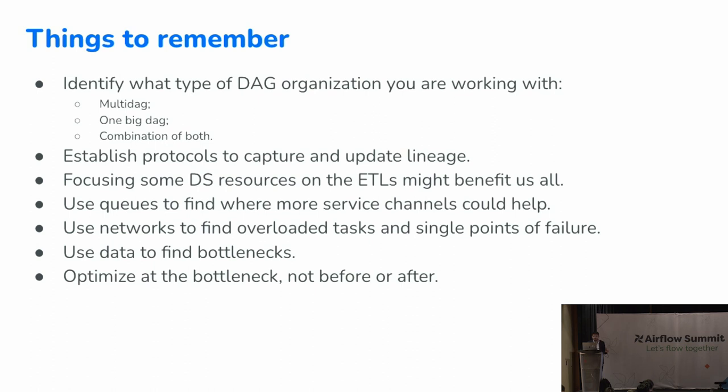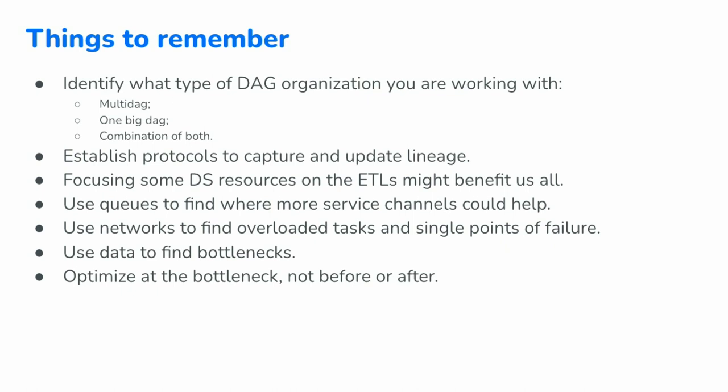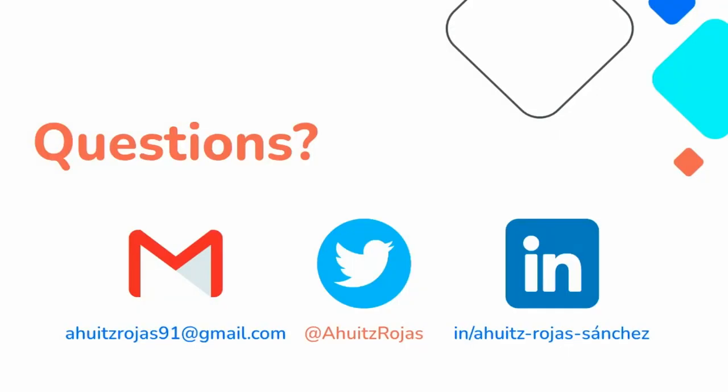Now, just in general, things to remember, I think, are identifying what type of DAG you have: multiple DAGs, one big DAG, or a lot of people working on multiple teams with different instances of Airflow. Establish protocols to capture and update lineage, that's super important, and focusing some DS resources on the ETLs might actually benefit us all. Just looking at this data and taking the time to analyze it might result in more efficiency as opposed to just running it as is. You can use queues to find more service channels. You can use networks to find overloaded tasks. Use data to find bottlenecks. And again, optimize at the bottleneck, not before or after. And that's it.